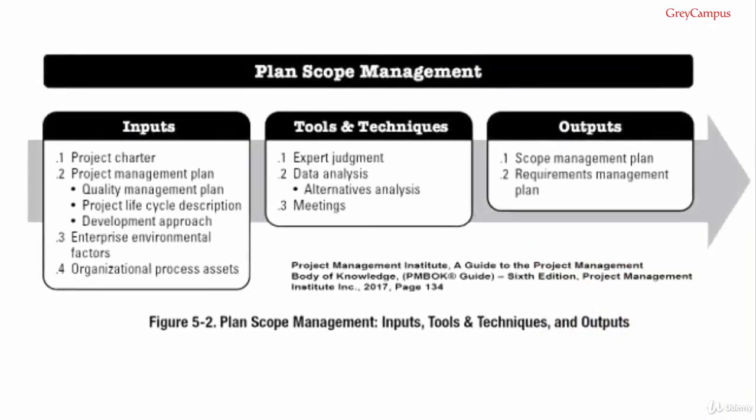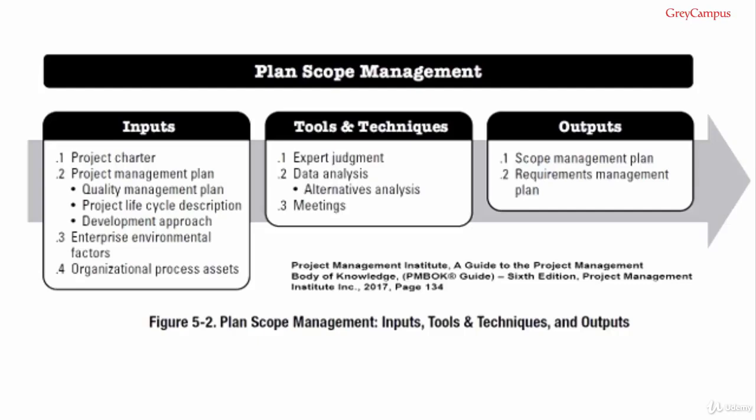Let's have a look at the ITOs on figure 5.2. Plan Scope Management Inputs, Tools and Techniques and Outputs. There are 4 inputs to the process: project charter, project management plan, enterprise environmental factors and organizational process assets, which we will look at in more detail. One is a project charter.